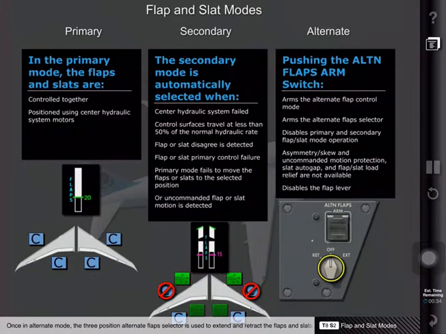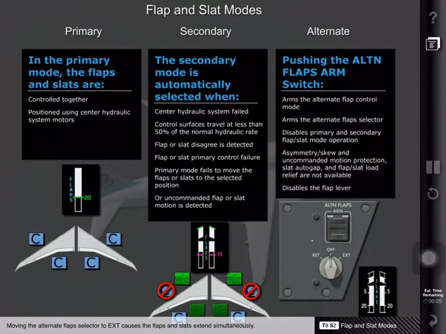Once in alternate mode, the 3-position alternate flap selector is used to extend and retract the flaps and slats. Moving the alternate flaps selector to extension causes the flaps and slats to extend simultaneously. Alternate mode flap and slat extension is limited to the slat's middle position and flaps 20. When the alternate flap selector is moved to retraction, the flaps retract before slat retraction begins.